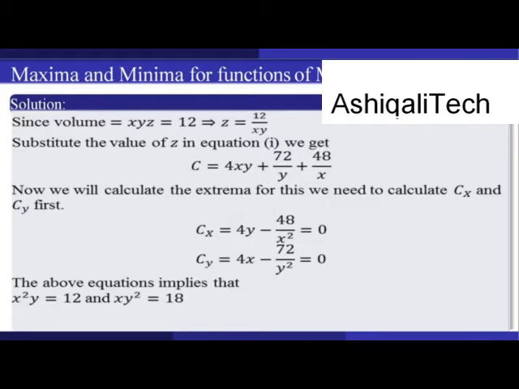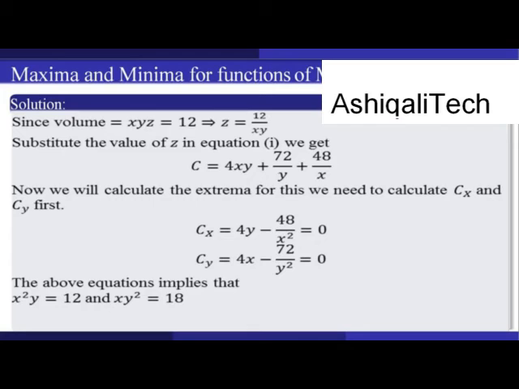Dear students, we know that volume is given by x multiplied by y multiplied by z, and it is given as 12. Therefore, z is equal to 12 divided by xy. Now we substitute the value of z in the given equation. We get C is equal to 4xy plus 72 over y plus 48 over x. Now we will calculate the extrema of this function, and for this purpose we have to calculate Cx and Cy, that is the partial derivative of the cost function with respect to x and the partial derivative of the cost function with respect to variable y.